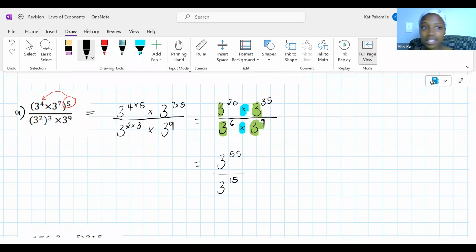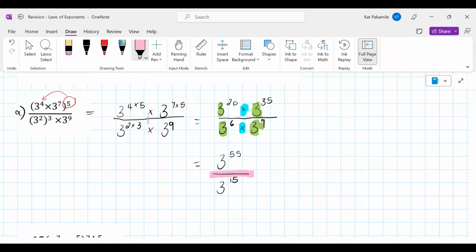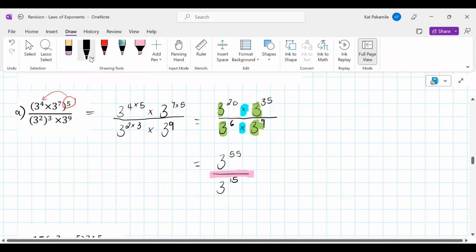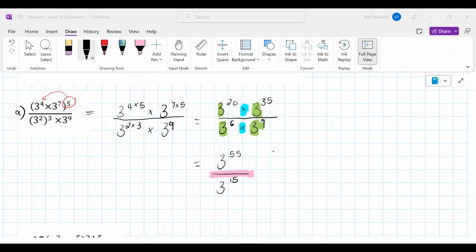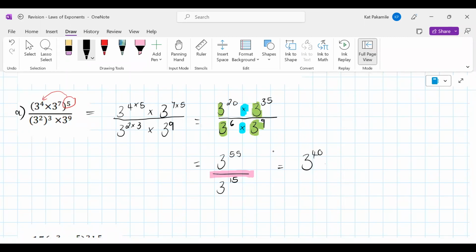Doesn't look as scary anymore. What's left? When we are dividing, aren't we? What do we do to the exponents when we are dividing? Minus. There we go. Now let's minus. 55 minus 15 is 40. Thank you very, very much.